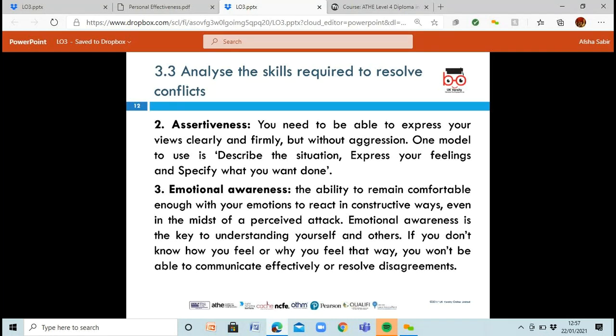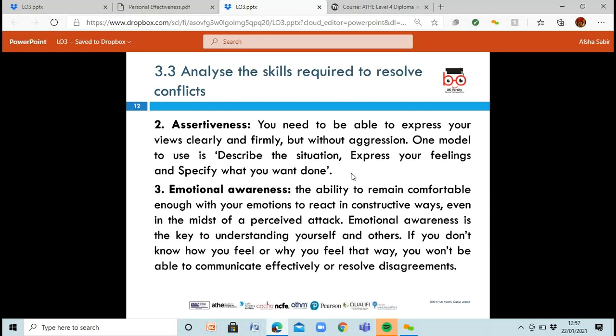Assertiveness. So make sure that you're assertive so that you are saying, right, this is my views. You're telling them exactly what needs to be done. You're speaking to them clearly and firmly, but you're not being aggressive. So describe the situation, express your feelings, and then specify what you want done is one model that we use here. Then emotional awareness. So make sure that you're comfortable enough to react to other people's emotions. So if you don't like somebody who might burst out in tears, if you're not comfortable with people crying, you need to try and overcome that.